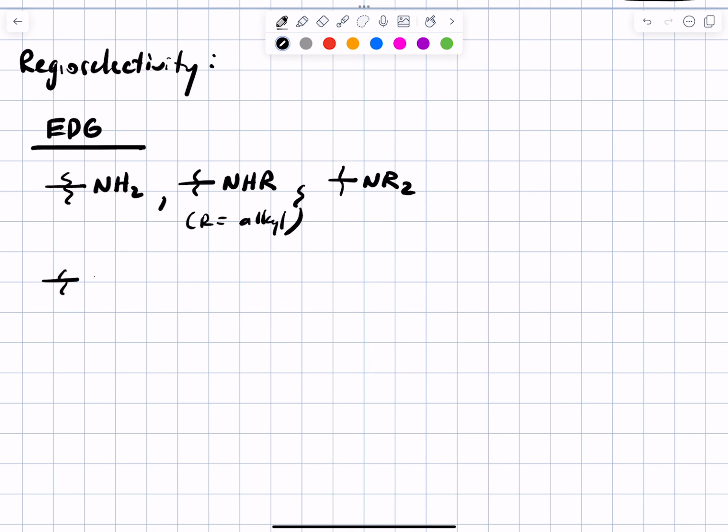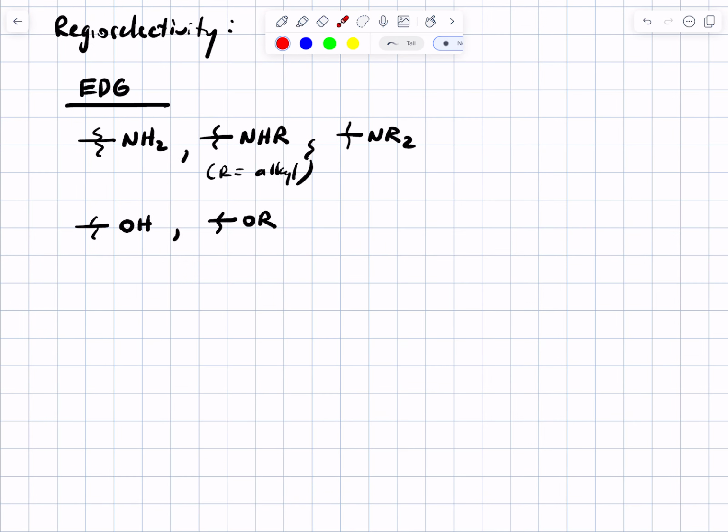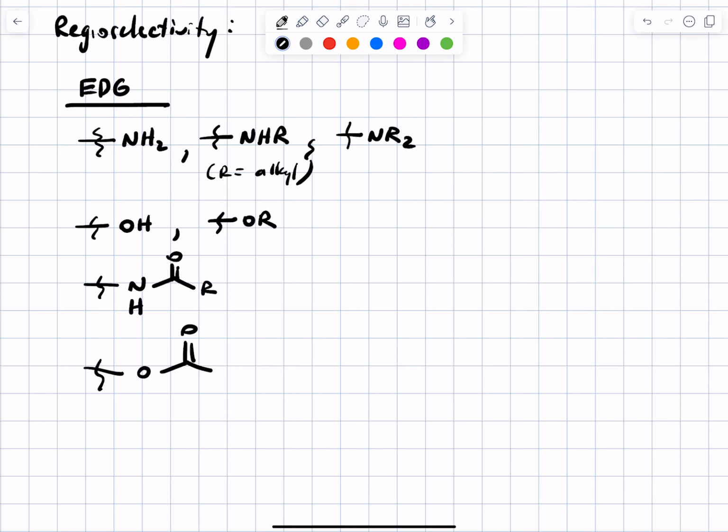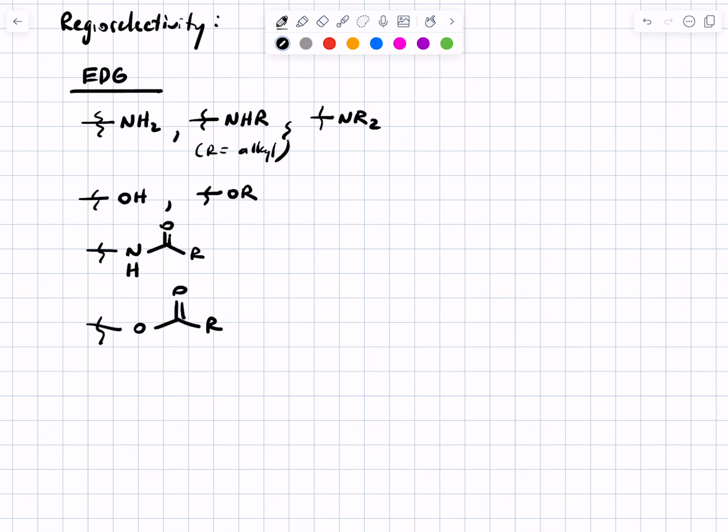A little bit lower is the OH or OR, OH or ethers. The reason that amines are better donors than ethers is because nitrogen is less electronegative than oxygen, so nitrogen's more willing to share its electron density than oxygen. Also on this list would be amides. An amide is where the nitrogen on the ring is adjacent to a carbonyl. And then a little bit lower than that would be esters, where the nitrogen that's directly attached to the ring is also adjacent to a carbonyl.